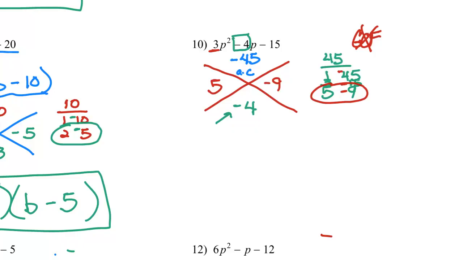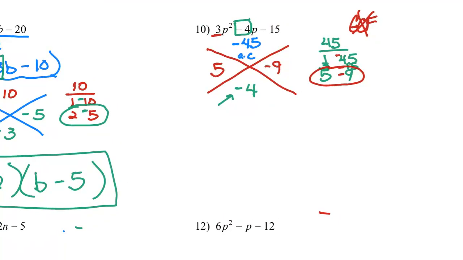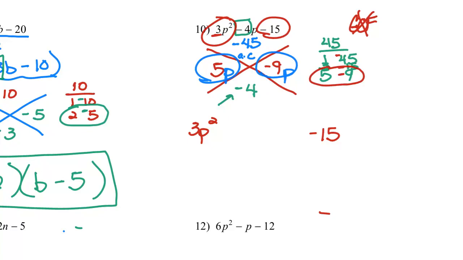And a is not equal to 1 here, so I need to change this to a 4 term. The first term stays the same, 3p squared. The last term stays the same, negative 15. And the 2 in the middle become these 2 with a p added. So that is 5p minus 9p. Now that you have 4 terms, you factor by grouping.